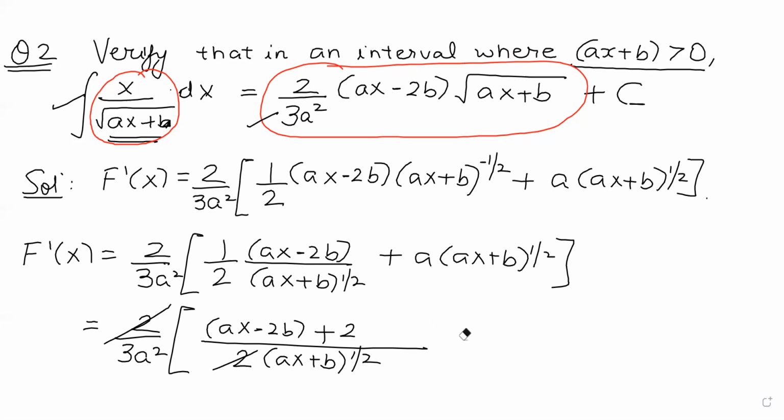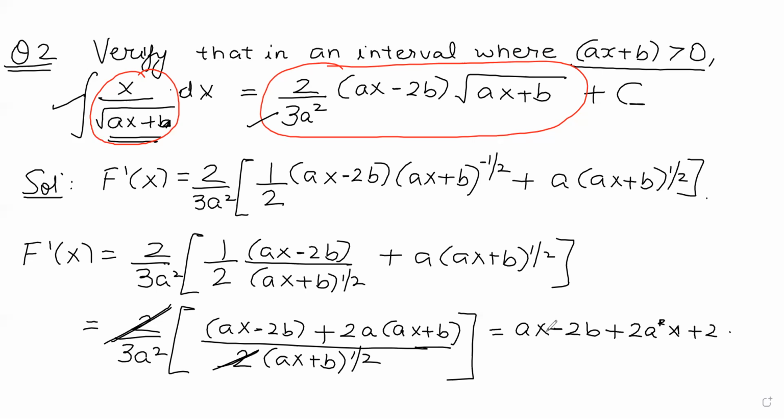So if I take the LCM as 2 times ax plus b to the power half, this becomes 2a times ax plus b to the power 1. Yes, so this is what it becomes. Now 2 and 2 are getting cancelled. Let's see what the numerator becomes: ax minus 2b plus 2a square x plus 2ab upon 3a square times ax plus b to the power half. Okay, this is what we are getting.